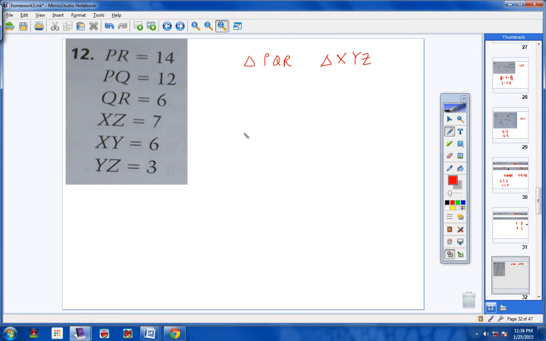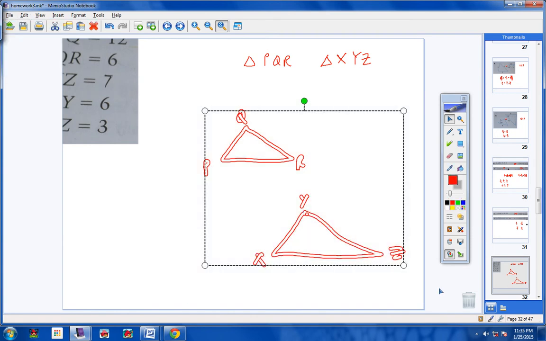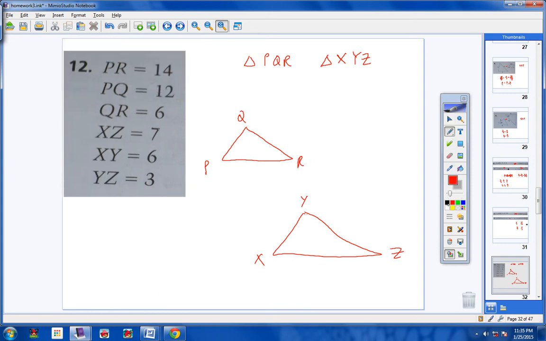Now, I'm not going to try to draw these to scale like it said to. I'm just going to put PQR, X, Y, Z, okay? And I think we'll use these over and over for our next problems too. Alright, here we go. Okay, so let's see what we got here. PR is 14. PQ is 12. QR is 6. XZ is 7. XY is 6. YZ is 3. Now students, how do I know these 2 triangles are similar?